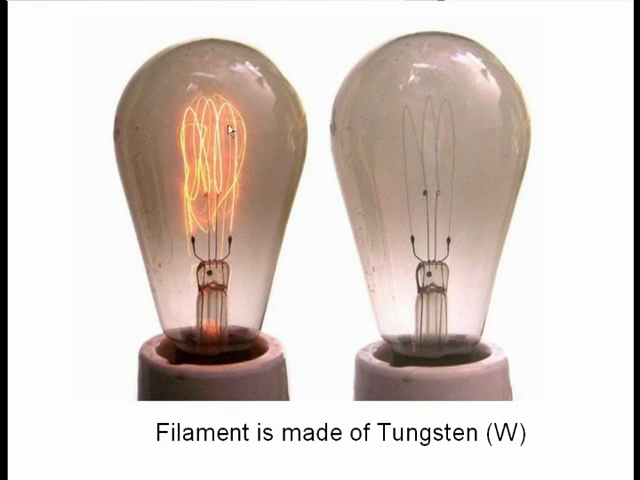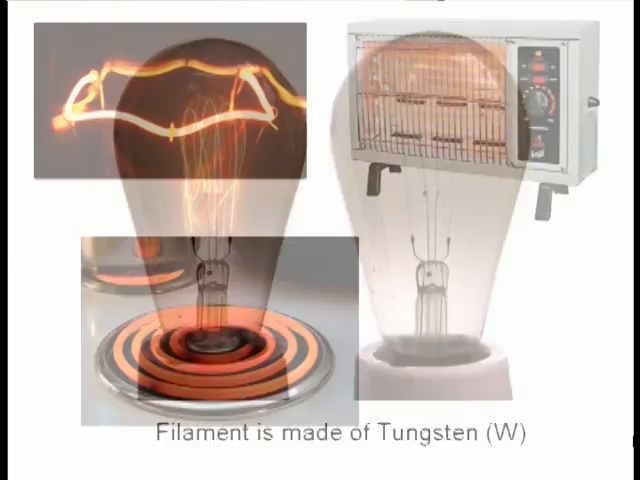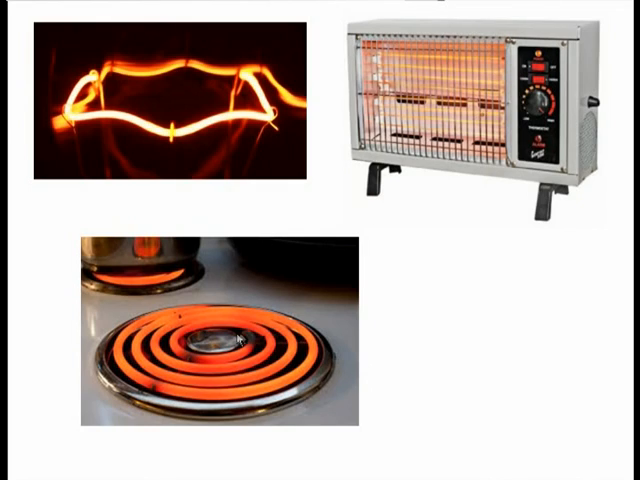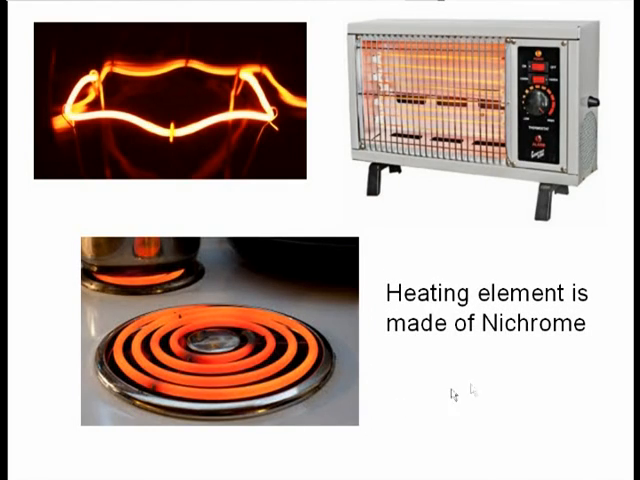To keep it from catching on fire and burning, they have to suck all the air out. And that's why the light bulbs are inside of a glass bulb. It has to be a complete vacuum in there, otherwise the wire will burn and melt. For things like a space heater or your oven, they have a metal called nichrome. And it's the same thing. It has a very high resistance to it, and it will get hot very quickly when you put electricity through it.